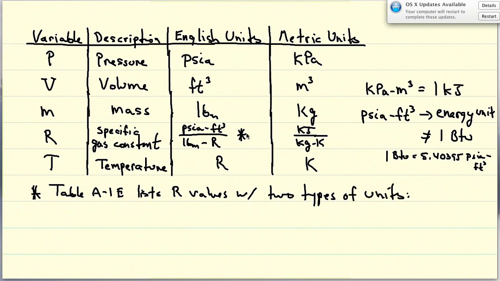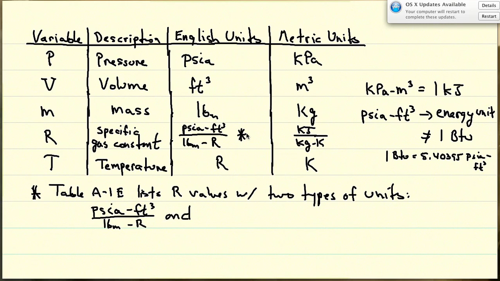Okay. The first type is the form that we need for the ideal gas equation, psia cubic feet per pound mass Rankine. And then the second type is going to be used when we're actually doing energy equations, right? So the other form is the look-alike, or the consistent form that we have with the metric system, BTU per pound mass Rankine, okay?